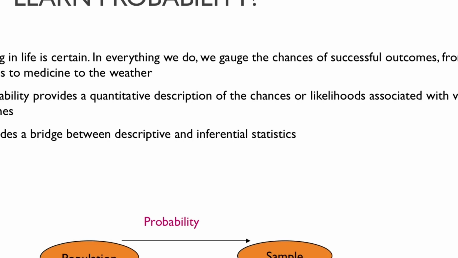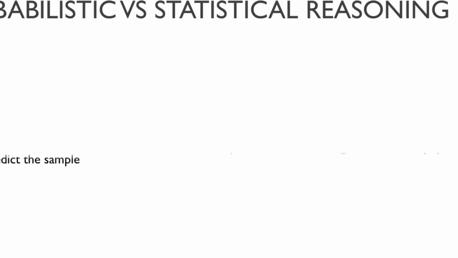So when we predict the sample from the population, probability comes into the picture. When we pick up a sample and try to predict about the population, then statistics comes into the picture, right? So it provides a bridge between descriptive and inferential statistics. Let me give you an example over here.